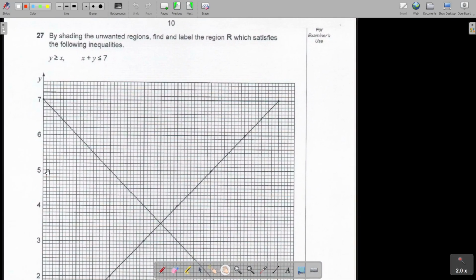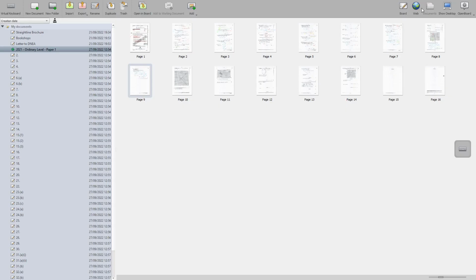Okay. Now, in this question, they say, by shading the unwanted regions, find and label the region R which satisfies the following inequalities. Now, when inequalities go into graphs, we call it linear programming. Okay, chapter 7. And let's just find that question in the textbook again. Okay, so go to 27. I just want to see, here it is.